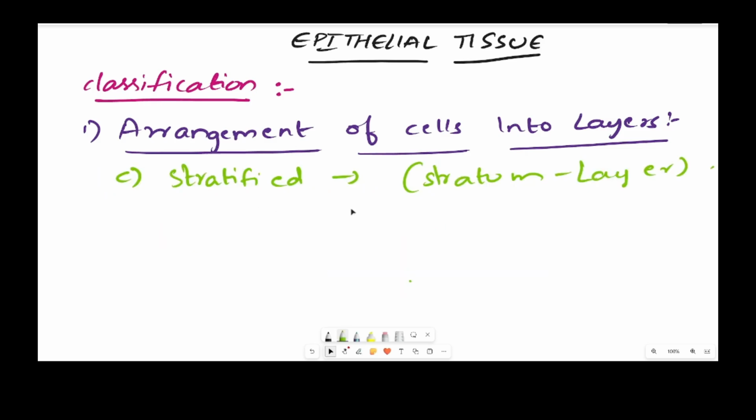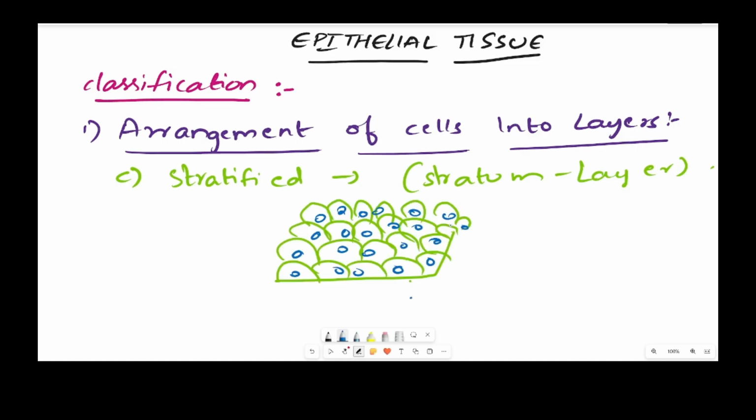The third class is the stratified. In the stratified, we have the term stratum, which means a layer. These are arranged in the form of two or more layers of cells, and these cells are useful for protecting the underlying cells. So, this is how they look. This is the diagram of the stratified epithelium.